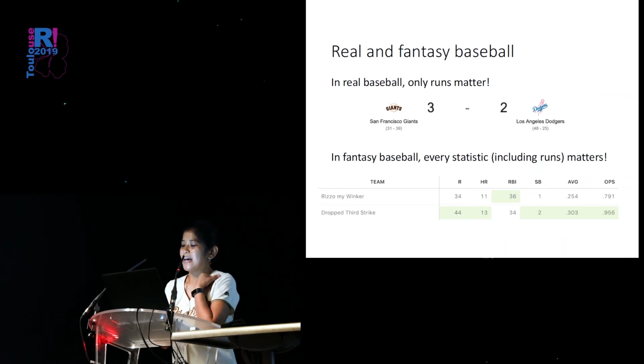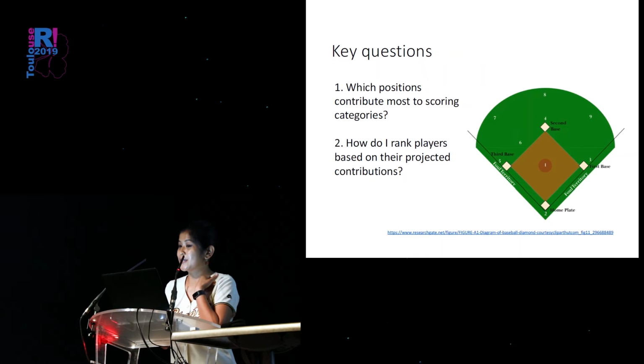So let's talk. Baseball is a sport that generates a lot of statistics, but to win, a team only needs to score more runs than the other team. By contrast, in fantasy, you win with a combination of scoring more runs, hitting home runs, and stealing more bases, etc. So these are called scoring categories, and you want to pick players that are good at these.